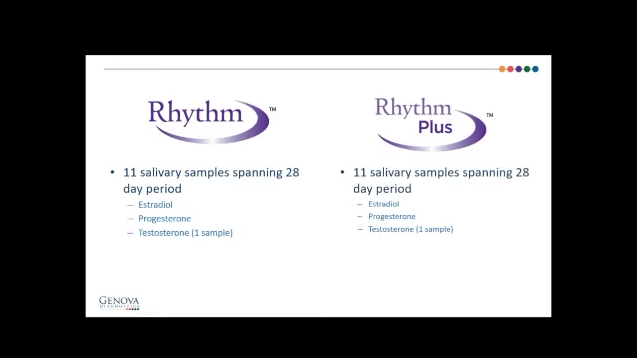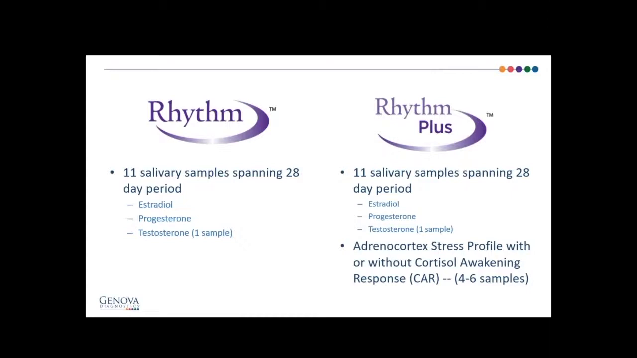Now the Rhythm Plus has all of that, but adds the adrenal cortex stress profile. And you can do that with CAR, cortisol awakening response. And you could also add the melatonin, three samples as part of that.